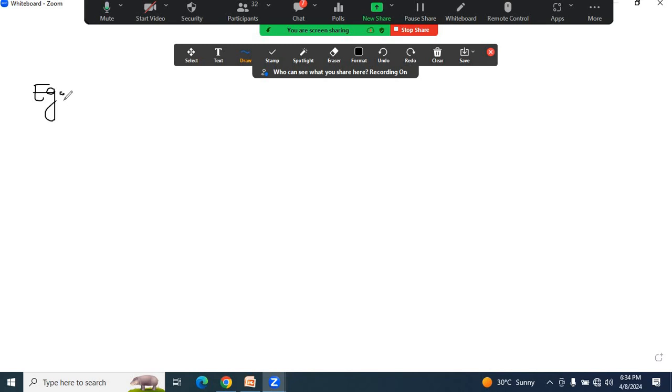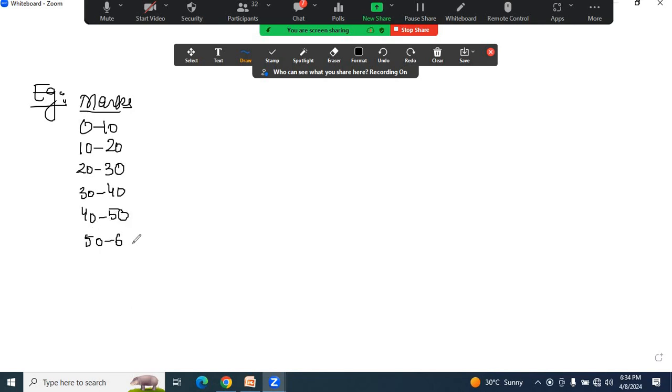So next example is of continuous series when we have class intervals. In continuous series, firstly I'll tell you the direct method, which is again similar to discrete only. For example, if I have marks 0 to 10, 10 to 20, 20 to 30, 30 to 40, 40 to 50, 50 to 60.